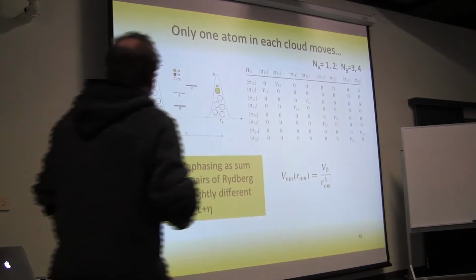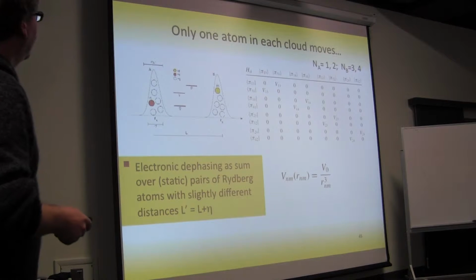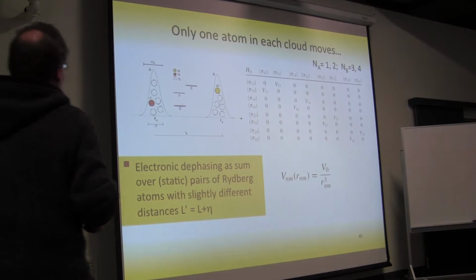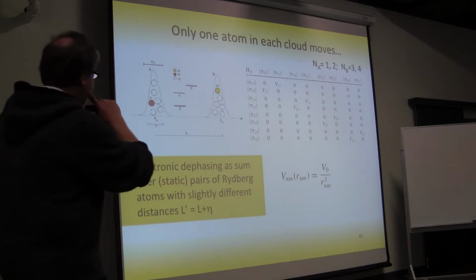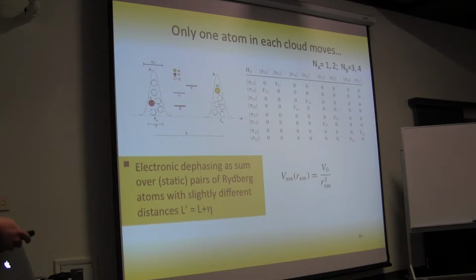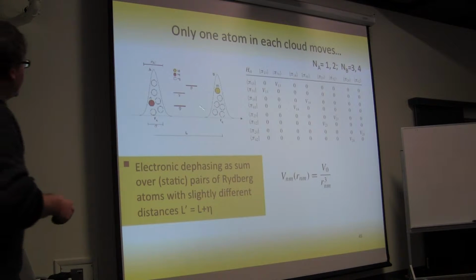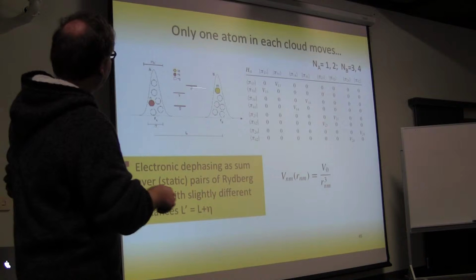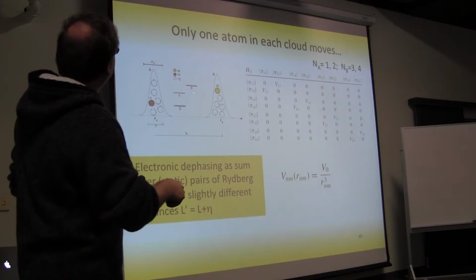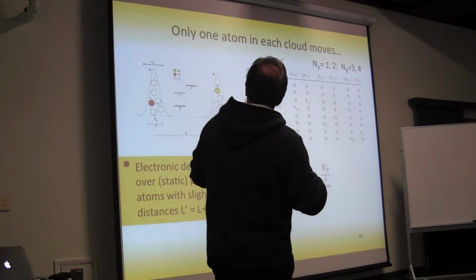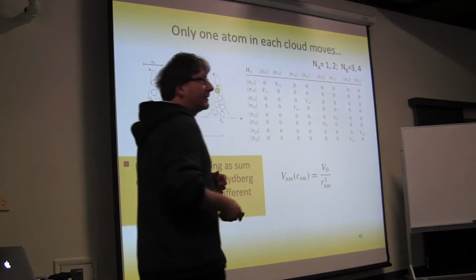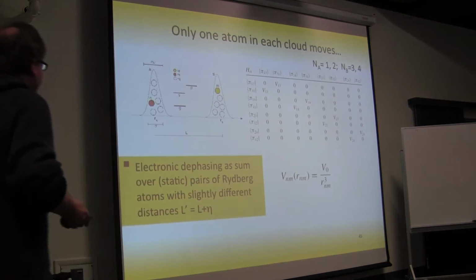What is the dephasing? The electronic dephasing can basically be calculated as a sum over static pairs of virtual atoms with slightly different distances. So what should happen, of course, is that you have Rabi oscillations, because the excitation, the P, migrates from here to here and back and forth. That's a normal thing.